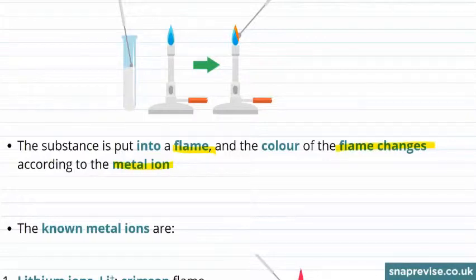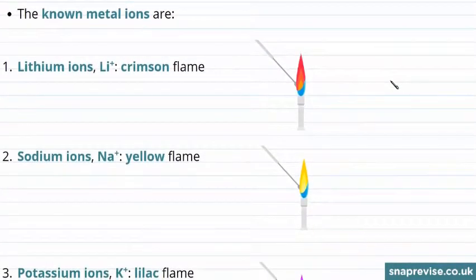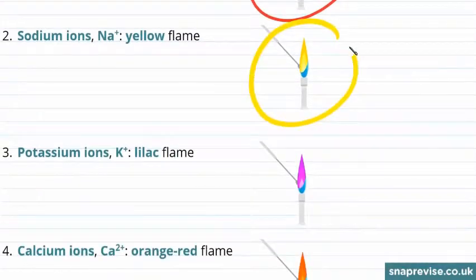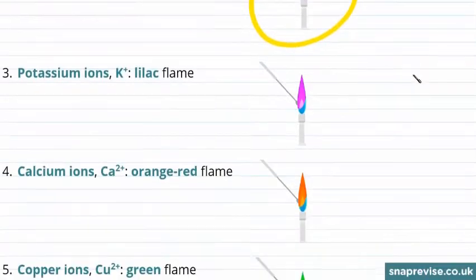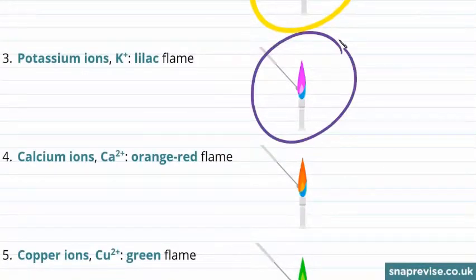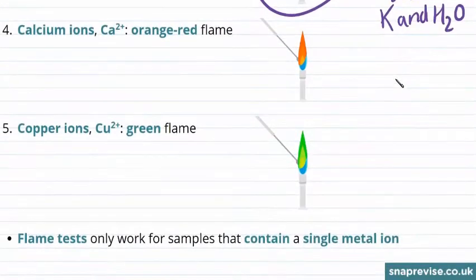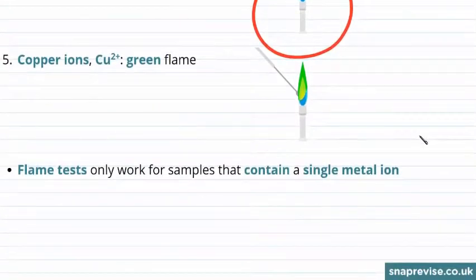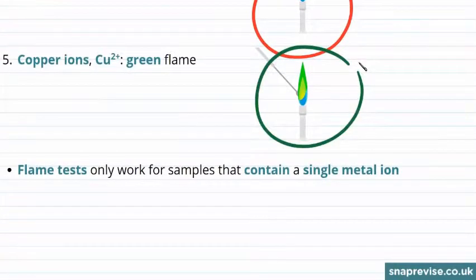There are a few examples and characteristic colours that you'll just need to remember for your exam. The lithium ion, Li+, which burns with a crimson flame. The sodium ion, Na+, which burns with a yellow flame. The potassium ion, K+, which burns with a lilac flame, which is also the lilac flame that you'll see in a reaction between potassium and water. Calcium ions, Ca2+, will burn with an orange-red flame. And finally, copper ions, Cu2+, will burn with a distinctive green flame.